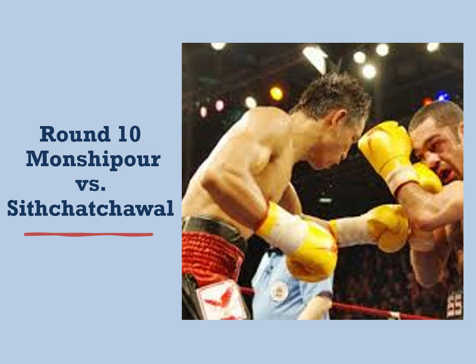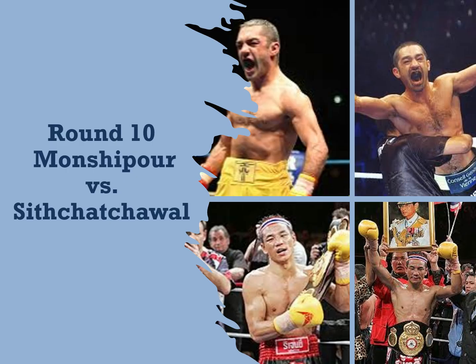5 of the first 9 rounds were inconsistent. Round 2 reflected complete disagreement. One judge scored it even, one for Monshipour and one for Sithchatchawal. There was no shared interpretation of that round. In the remaining split rounds, 2 judges agreed and 1 diverged. One judge diverged twice, once against each boxer. Another diverged twice as well, again, once in each direction.